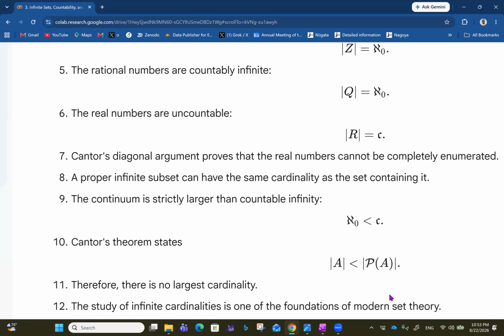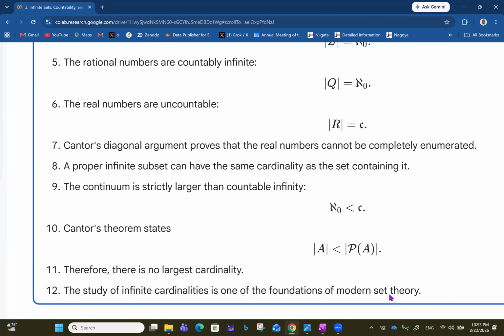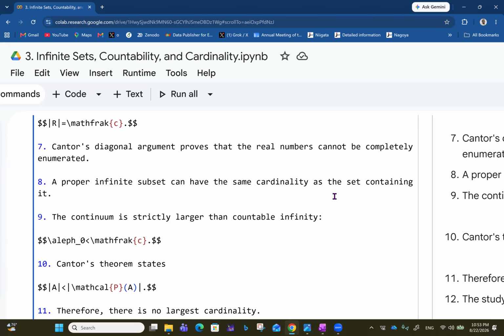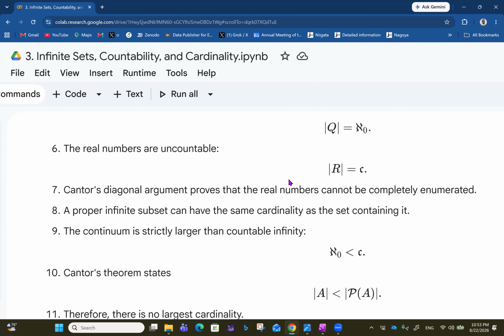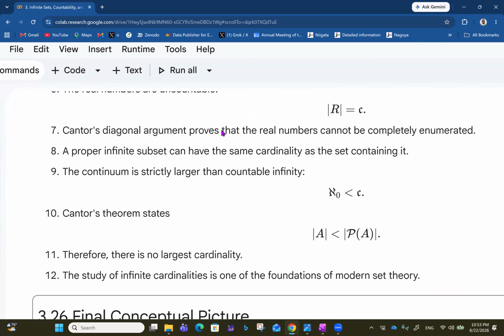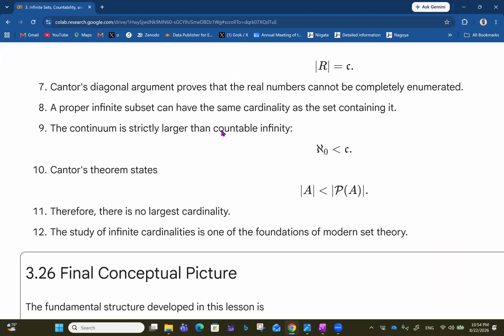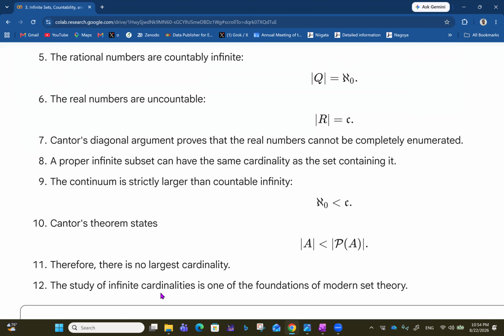Then Cantor's diagonal argument proves that the real numbers cannot be completely enumerated. A proper infinite subset can have the same cardinality as the set containing it. The continuum is strictly larger than countable infinity, so aleph zero is always less than the continuum cardinality. Then Cantor's theorem tells us that the cardinality of A is always less than the cardinality of the power set of A. Therefore, there is no largest cardinality. The study of infinite cardinalities is one of the foundations of modern set theory.